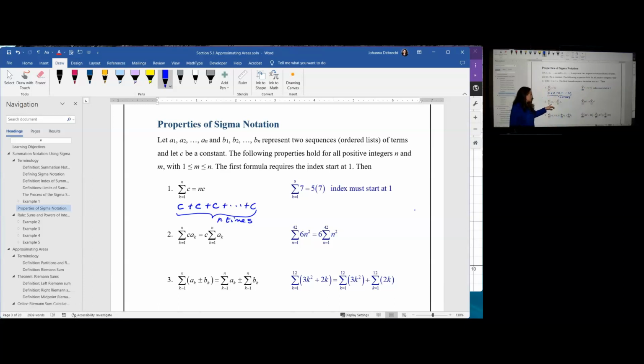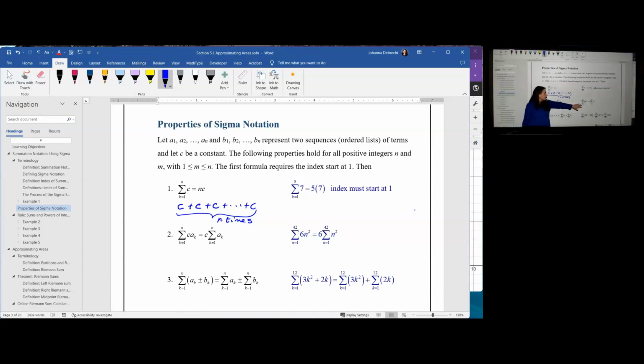The second property applies to having a constant multiplied by some expression, possibly involving the index. If I take the sum from k equal 1 to n of the constant times the expression with the index, the constant can actually be factored out. If you think of what we did here, the constant is in every term, it's a greatest common factor, and it can be factored out and then multiplied by the sum of the expression a sub k.